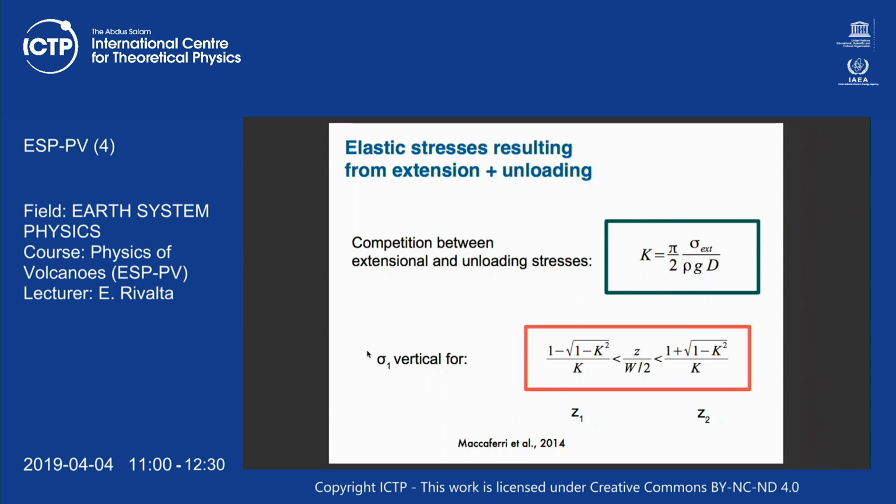These 2 points are like these functions. What are these equations? This is the extensional stress, and this is rho g d. This is the depth of the graben. So basically, the competition is between what extends in this way and what decompresses in this direction. And this competition is this parameter k. And if you put it in the equation, you get these two solutions.